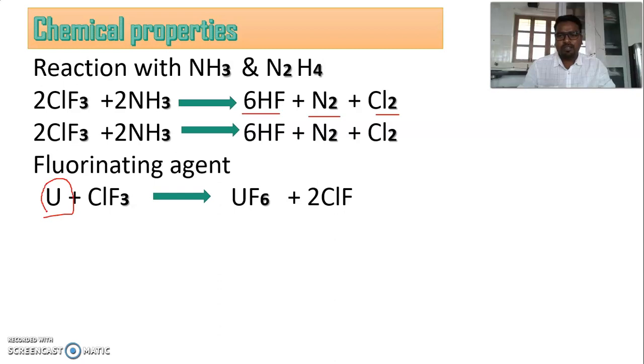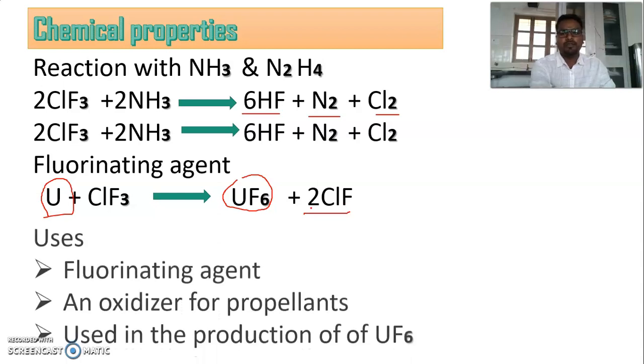You know that uranium is a radioactive element. It forms UF6, that is uranium hexafluoride, and two molecules of chlorine fluoride.